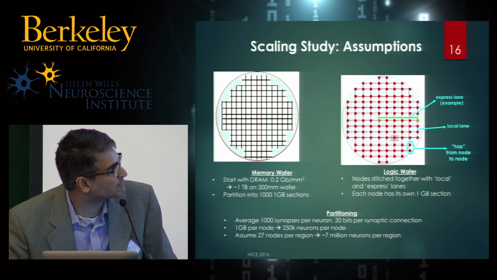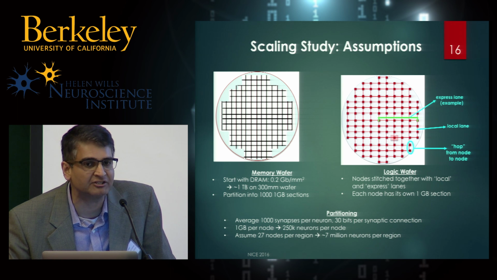And I've also had to make an assumption on sort of regionality. I've chosen to assume about 27 nodes per region, which means about 7 million neurons per region.